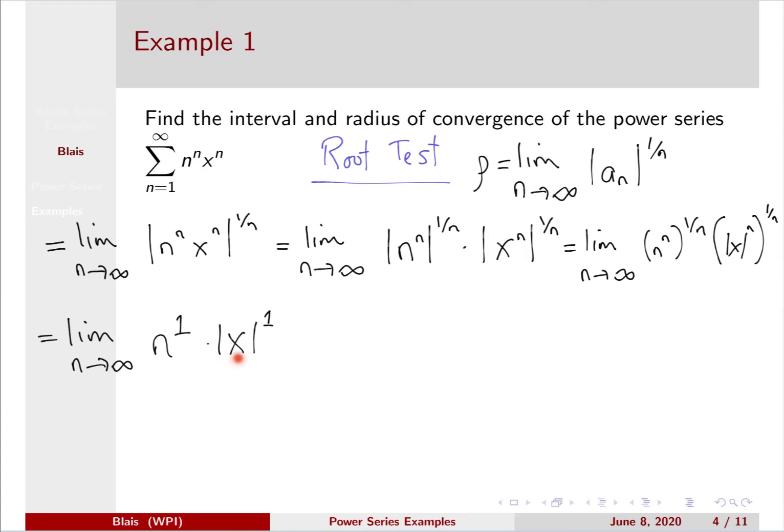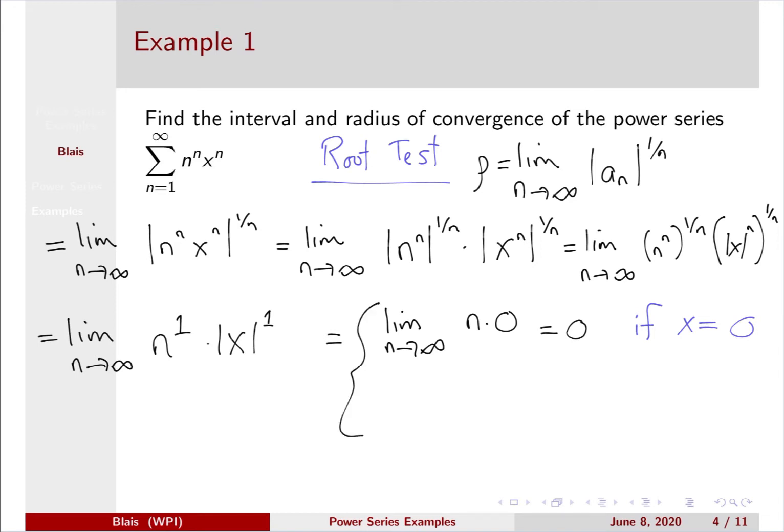Now remember, the question here is, what are the values of x to plug in? We note that if x is 0, this limit will be 0. Specifically, this is equal to the limit as n goes to infinity of n times 0, or 0, but we have to be very specific here. That only works if x equals 0.